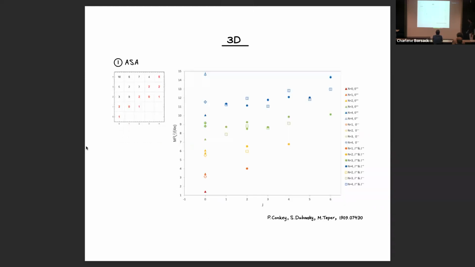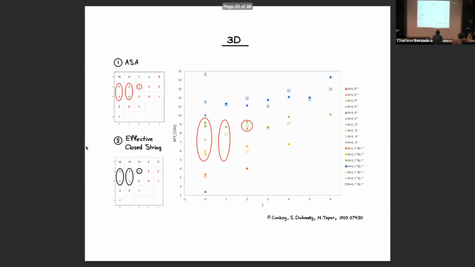Here you can see the lattice data, and ASA distinguishes each of the energy levels. Each of these colors shows one level, and you can see that the multiplicities match between the data and the ASA predictions. But as I said already, at the second level, for example here, the effective closed string predicts 5 states, but we only have 3 states, as ASA also predicts.